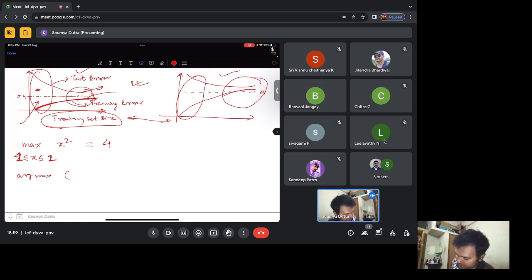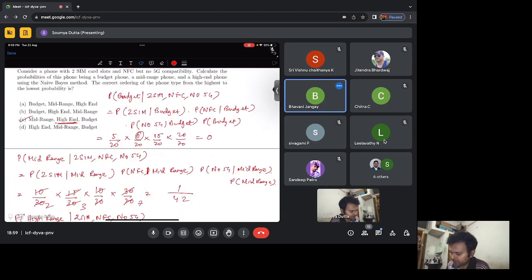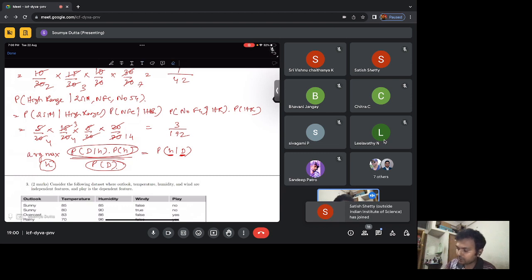So let's say in this case I am constraining x to lie between -1 and 2, max of x square is equal to 4. Argmax is the value of x at which this function assumes the maximum value, which in this case is 2. So that is why when you are taking the argmax of P of D comma H, the argmax is over H. So whatever H will maximize the numerator, that itself will be the argmax, right? Because H won't be able to affect P of D at all.